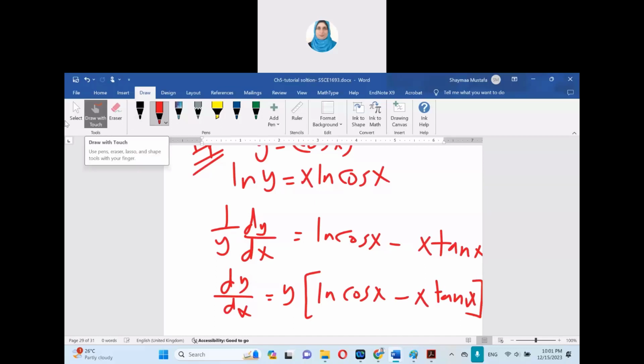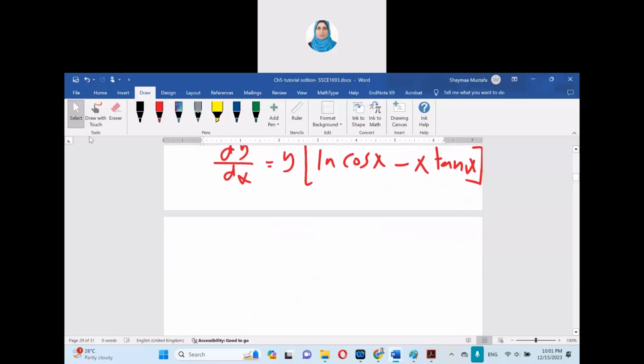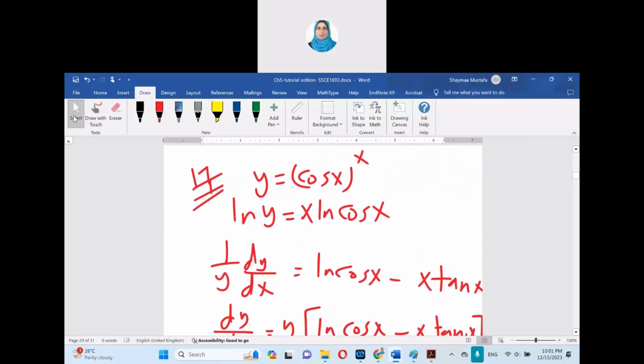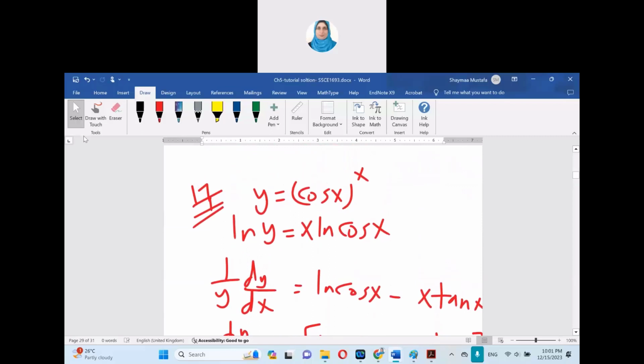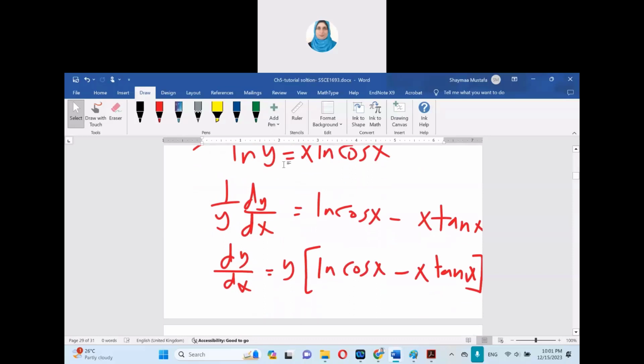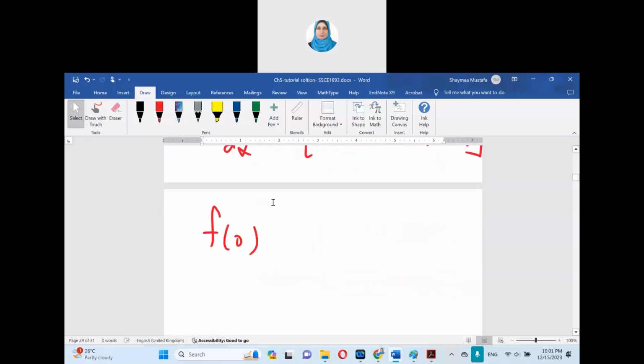Now you have y and you have dy over dx, so you can get f(0), the function itself. We need to substitute here that x is 0. So when x is 0, cos 0 is 1, ln 1 is 0. So ln y is 0, which means that y is 1. f(0) is equal to 1.